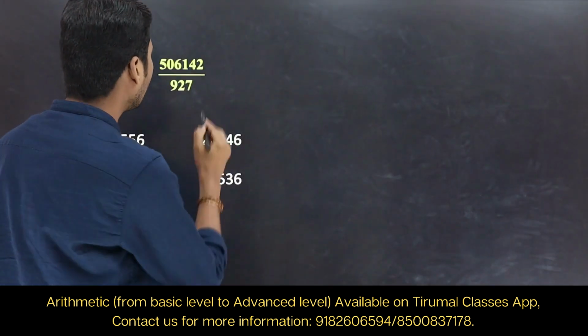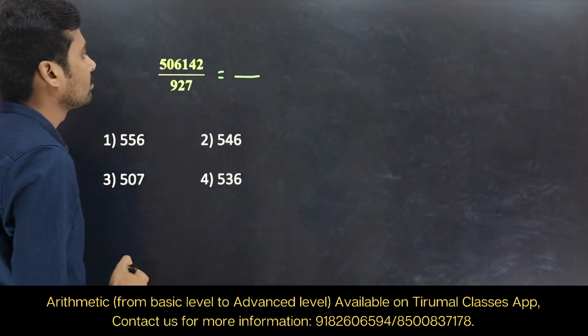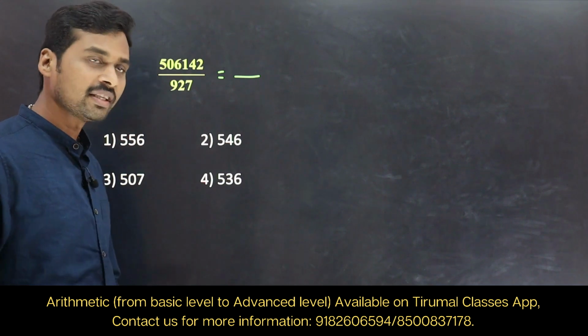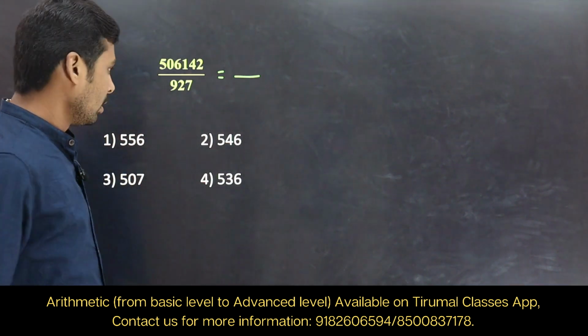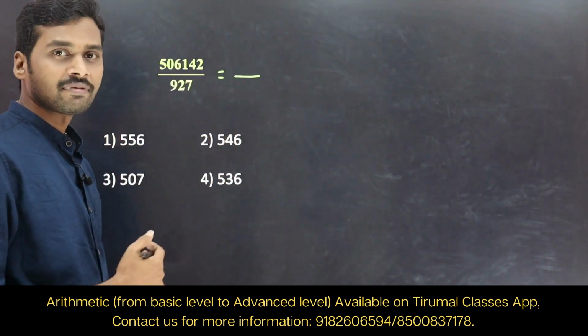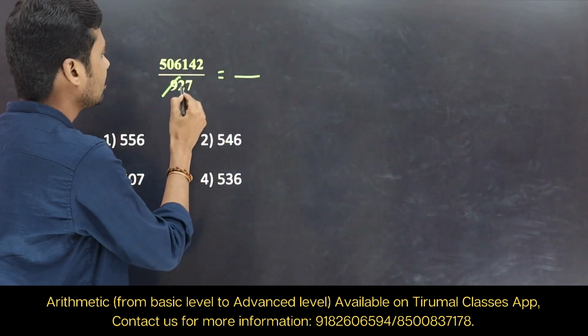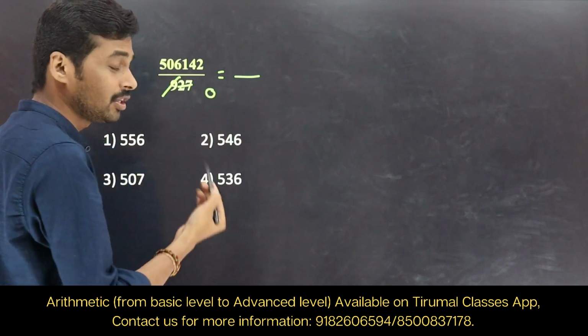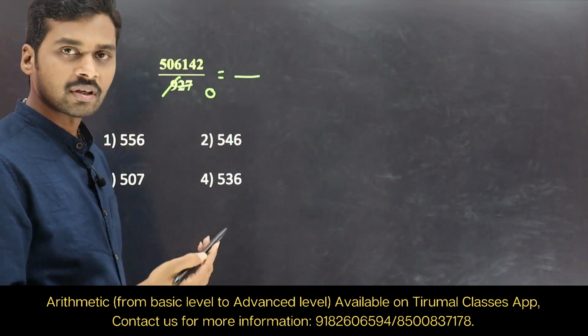Now you see the next problem. What is the value of this one? 506142 divided by 927. Again, in the denominator value, we can see 927. So first you go with the DS value of the denominator. So 9 gets cancelled. 2 plus 7 is 9. So again gets cancelled, which means that we are left with nothing. 0 or 9, 0 or 9 both are the same.